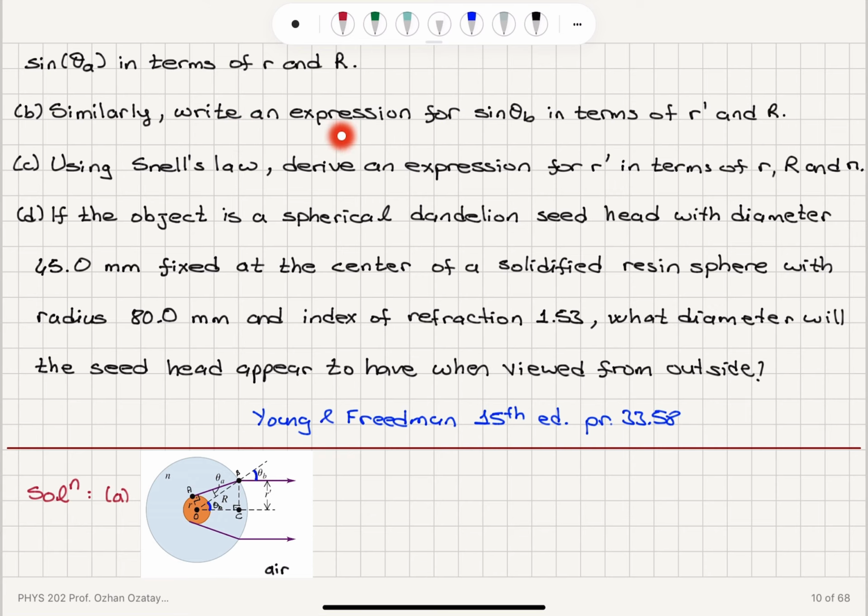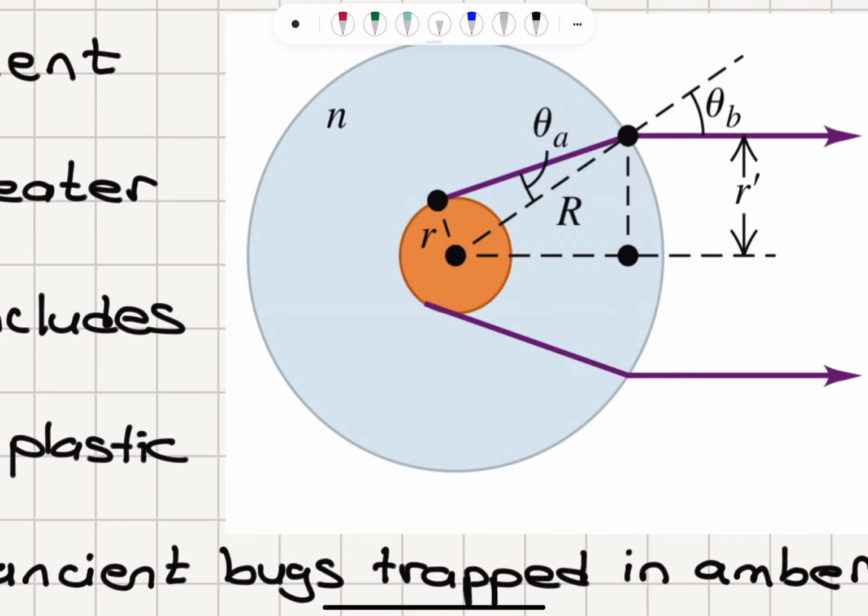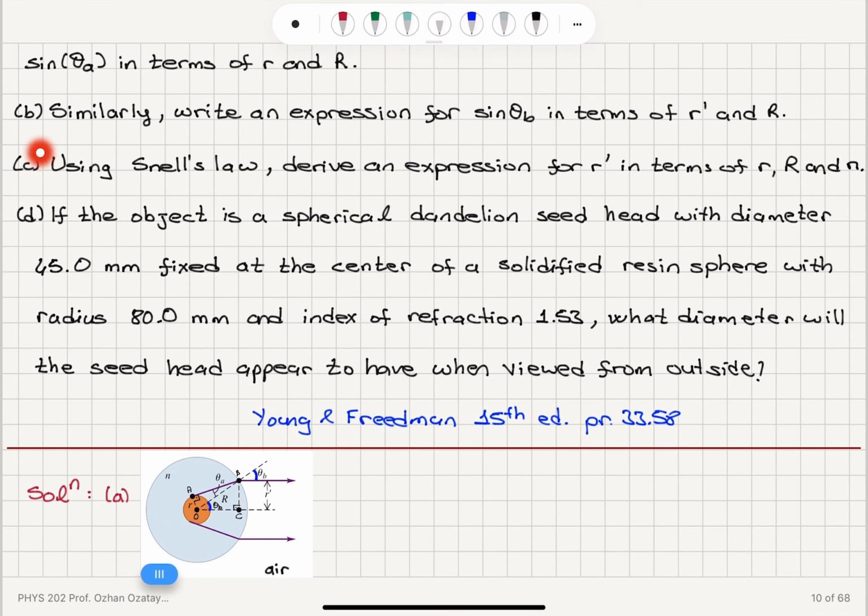Part B, similarly write an expression for sine theta B in terms of r prime and R, where theta B is the angle the central axis makes with the emerging beam. Part C, using Snell's law, derive an expression for r prime in terms of r, capital R and n. Part D, if the object is a spherical dandelion seed head with diameter 45 millimeters fixed at the center of a solidified resin sphere with radius 80 millimeters and index of refraction 1.53, what diameter will the seed head appear to have when viewed from outside?